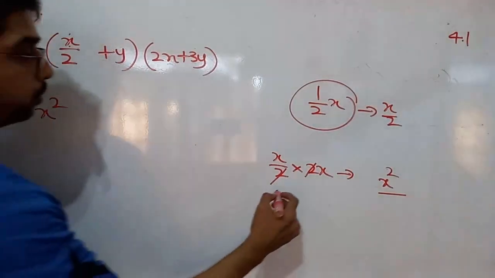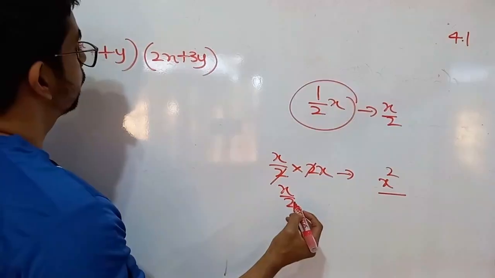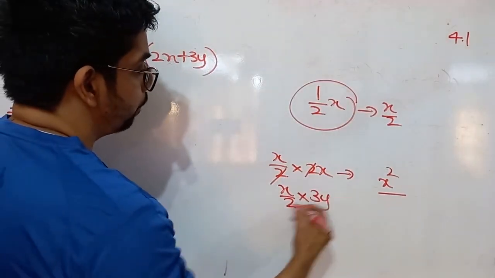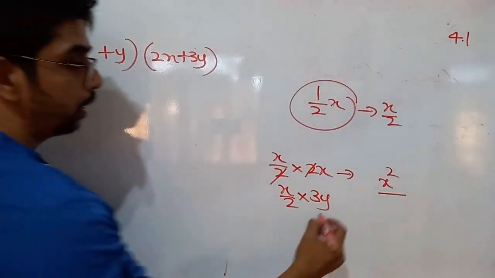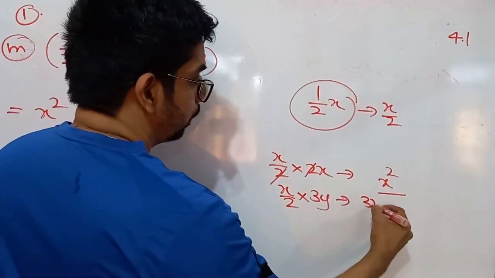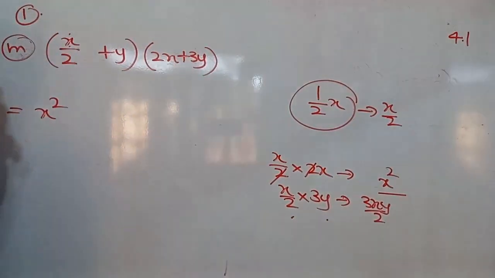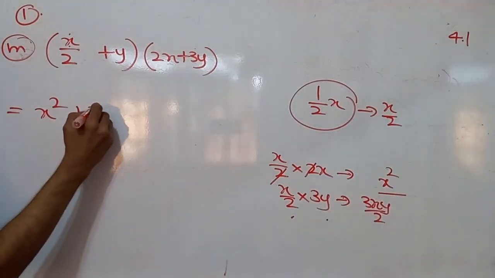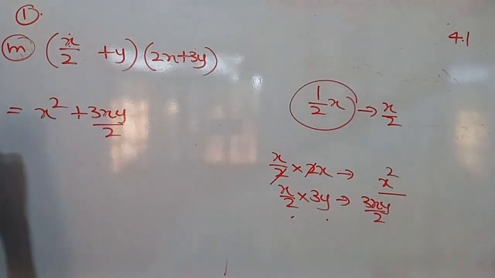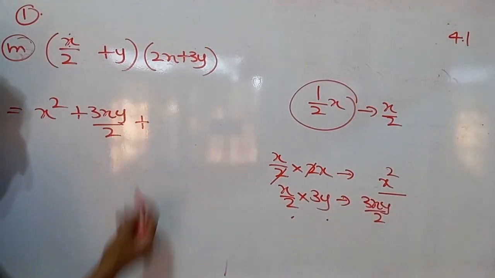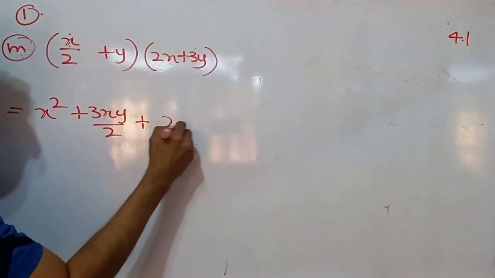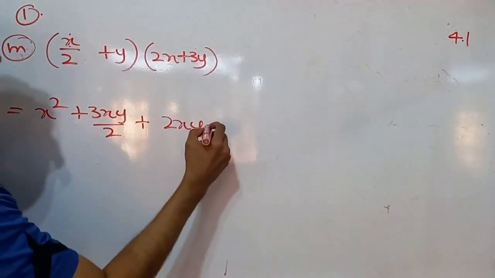Right. ඊළඟට half of x into 3y. එතකොට මොකද මෙතන එන්නේ? 3xy divided by 2. So that is also positive. I made the number positive. Right? So positive 3xy divided by 2 plus y into 2x, that is 2xy. Positive into positive, that is positive.